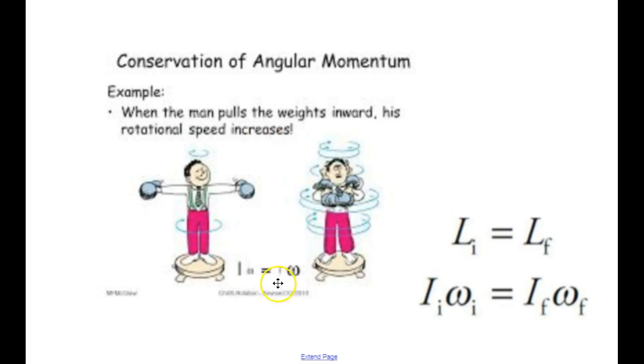Now, I should specify one thing. You might be saying to yourself, well, why does the momentum even have to be conserved? And really, it boils down to this. If there are no outside torques pushing or pulling on the system, which in this case would be the weights and the man and the stool, if nothing from the outside gives it a shove that makes it spin differently, then momentum, angular momentum that is, will be conserved.